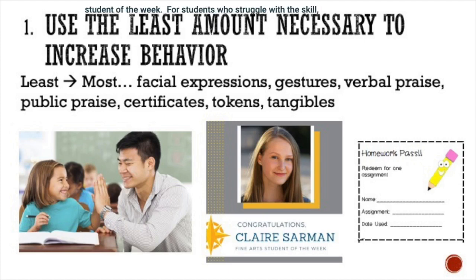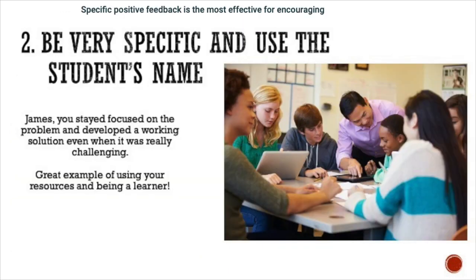For students who struggle with the skill, we may need to offer a little more intense feedback, such as very specific positive or corrective feedback paired with a tangible, like a sticker, token, or ticket. So long as you know the student has the skills to be successful, sometimes a little more incentive is needed to make the successful behavior the automatic or fluent behavior. Specific positive feedback is the most effective for encouraging growth and learning.